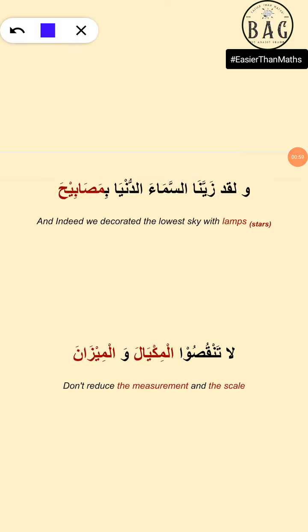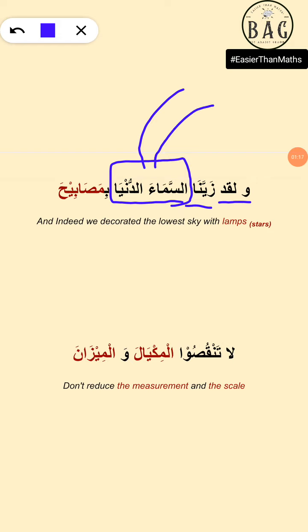First of all, walaqad, and indeed, zayyana, it means we decorated, as-sama ad-dunya. Now my first question is, which fragment is this? Is this fragment muzaf muzaf ilayh, or is it mawsuf sifa? If you have watched the lecture on muzaf muzaf ilayh and mawsuf sifa, I'm sure that you're saying that this is not the muzaf muzaf ilayh fragment. This is in fact your mawsuf sifa fragment.